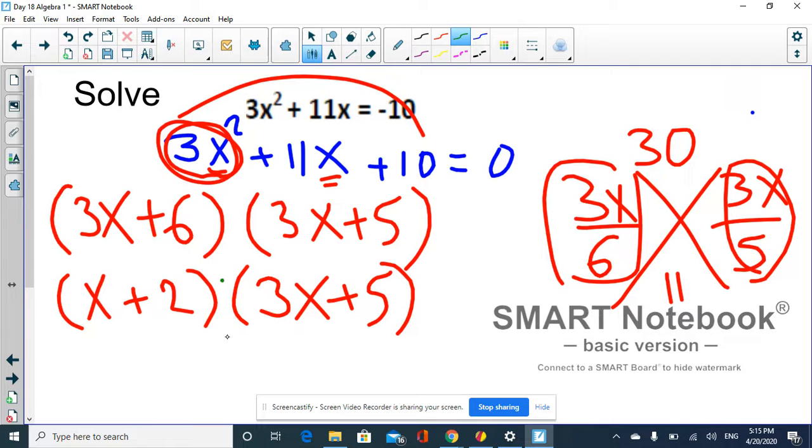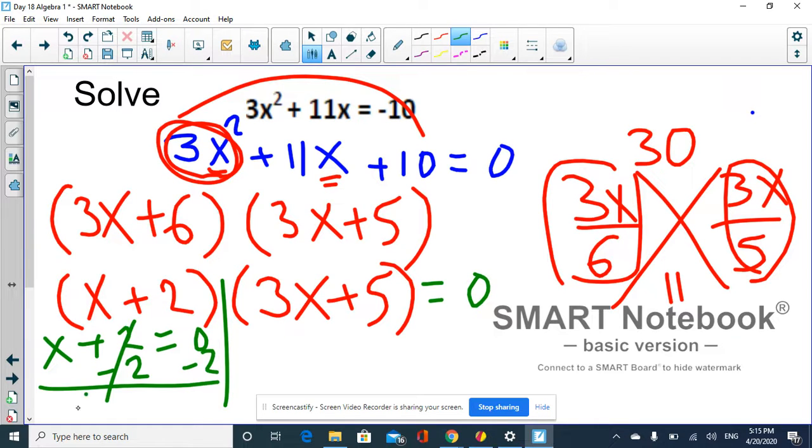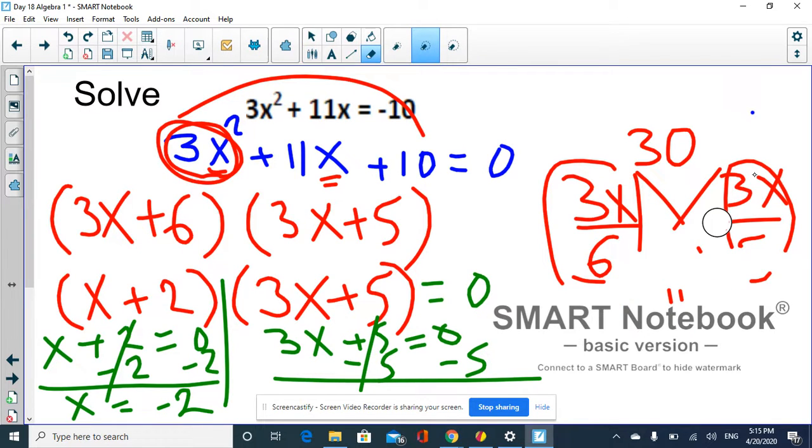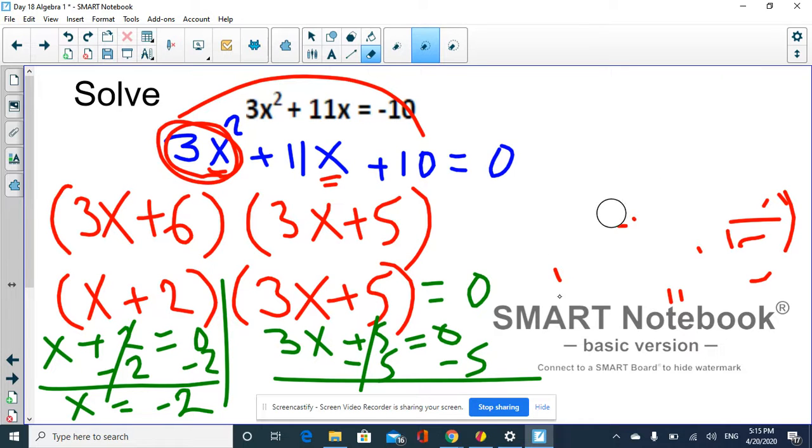Don't forget to solve it. These two equal to 0 means the first one, x plus 2 equals 0. Subtract 2, x equals negative 2. This is the first solution. The other one, 3x plus 5 equals 0. Subtract 5. Okay, we need more space here. I will erase this to complete the answer.